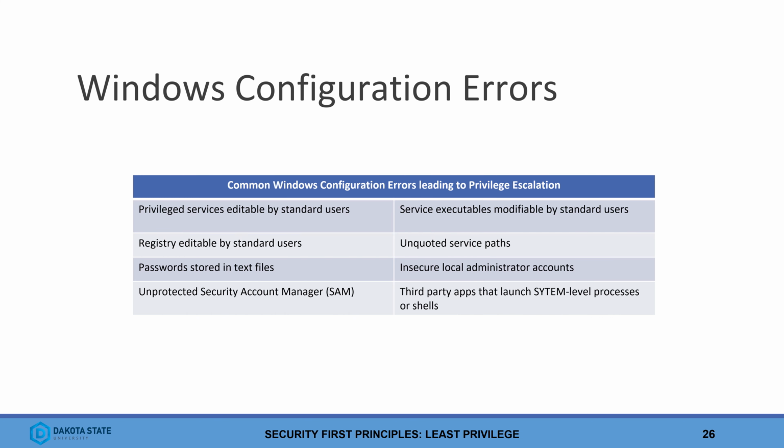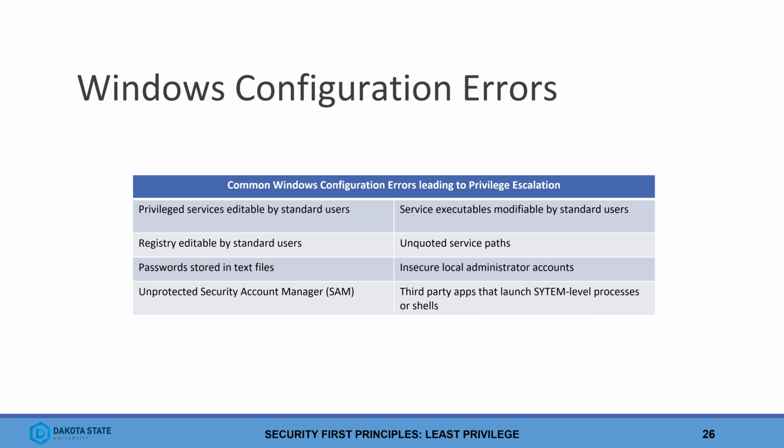There are quite a few configuration errors in Windows that can be abused to obtain privilege escalation. I've collected some here, but this is by no means a comprehensive list. There are many, many, many ways Windows privilege escalation vulnerabilities can be exploited, and you can search for a lot more than I've included here, but I believe these are some of the most common ones.